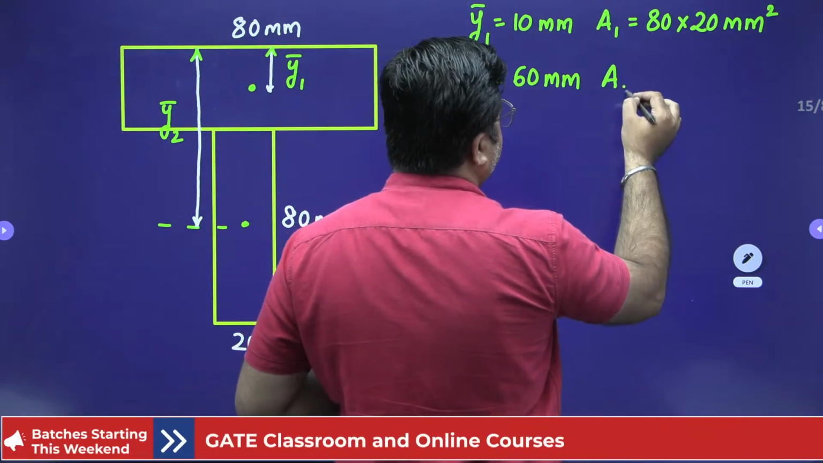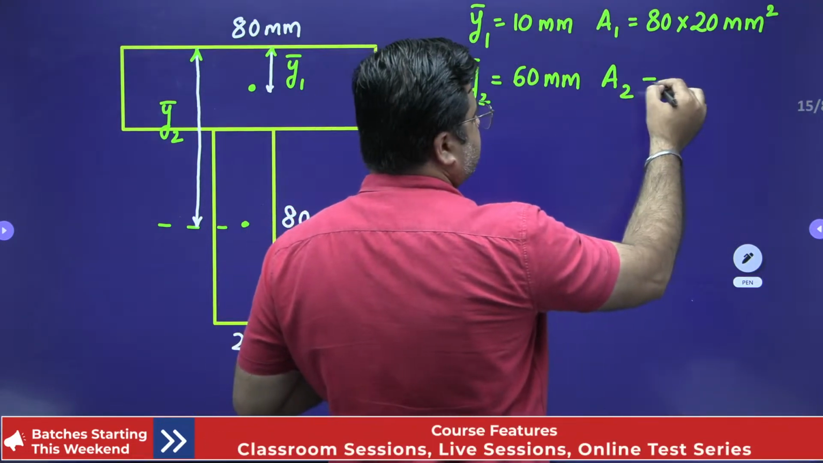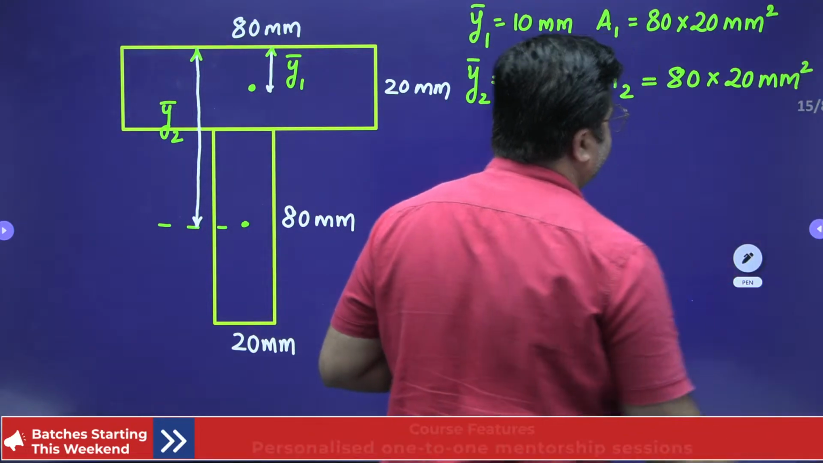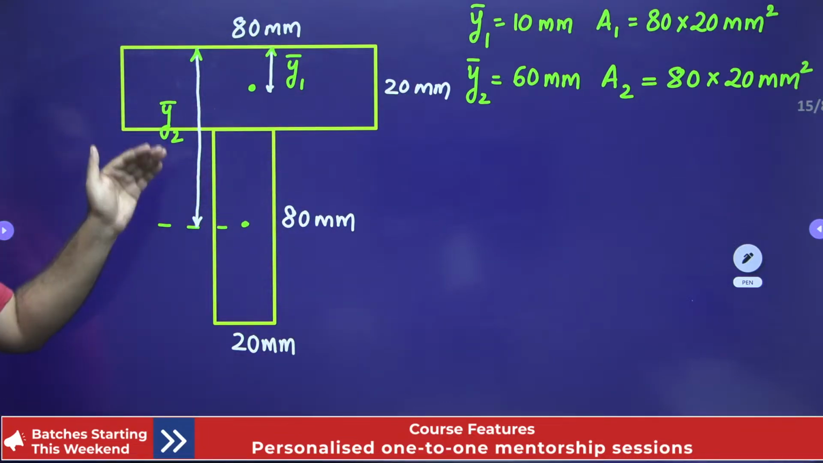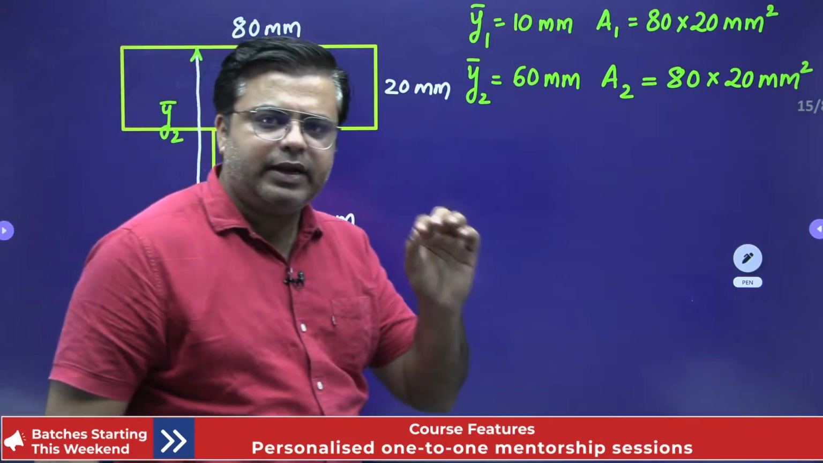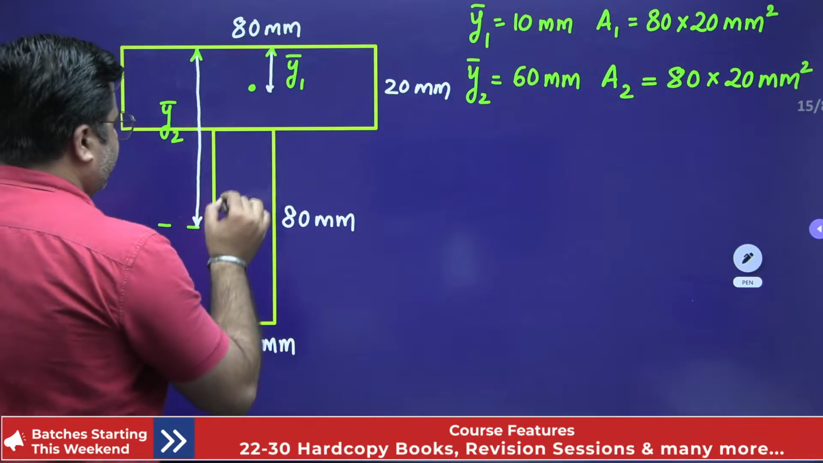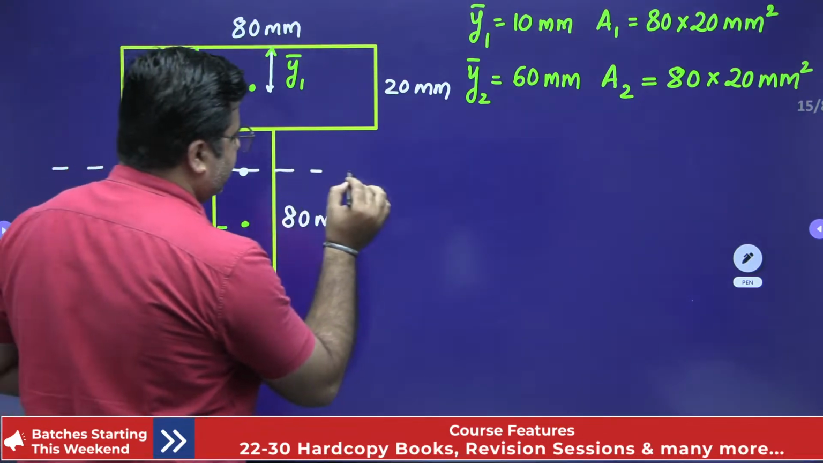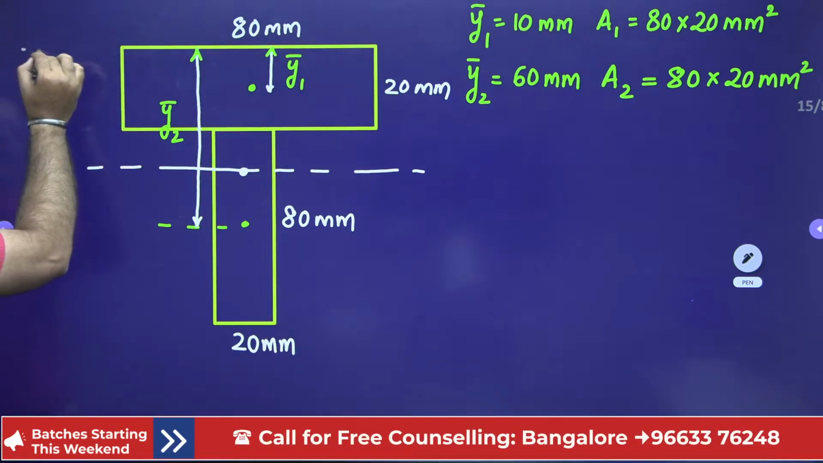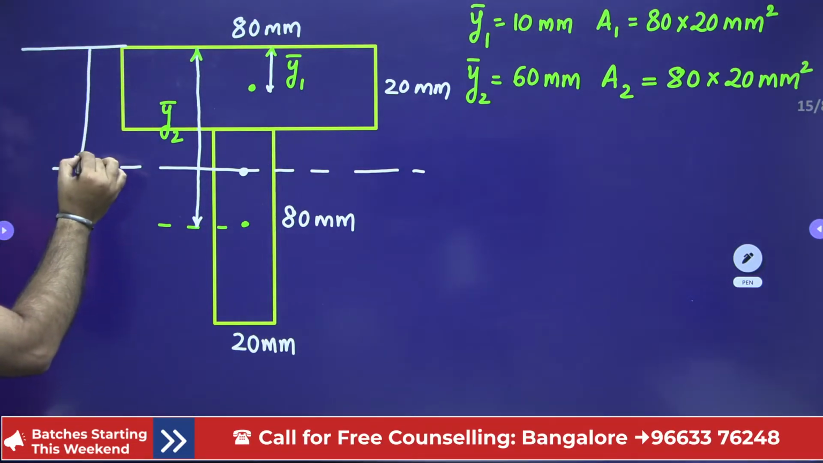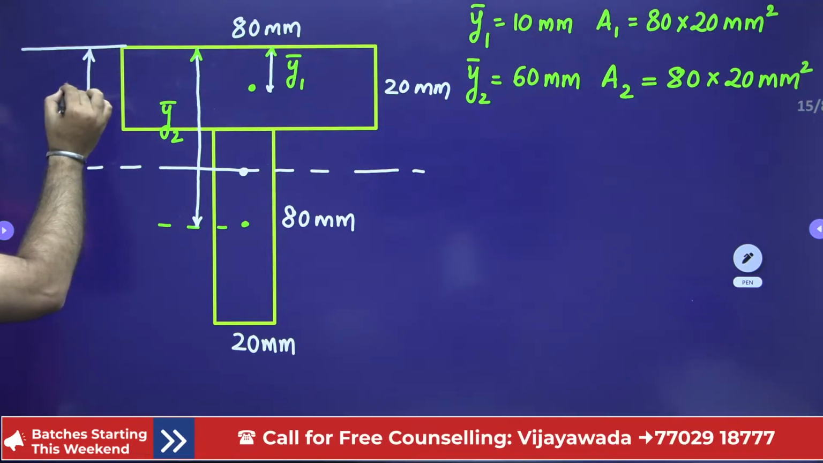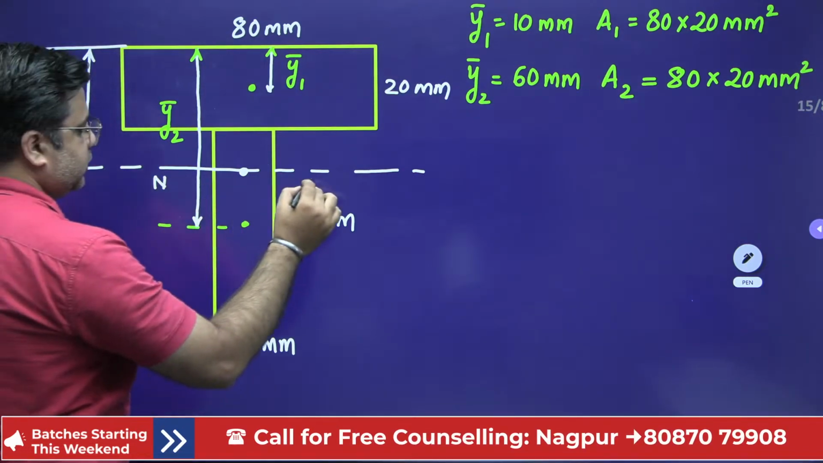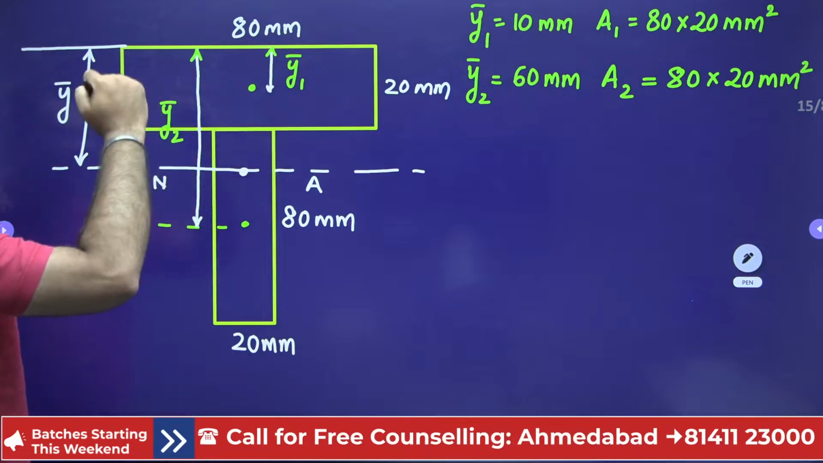And again A2 is 80 into 20, so A2 is 80 into 20 mm square. Right? So you have Y1 bar, you have Y2 bar. Just arbitrarily locate the position of the neutral axis. I'll assume that my neutral axis is lying somewhere here. This is the neutral axis, and the position of the neutral axis from the top fiber is Y bar.